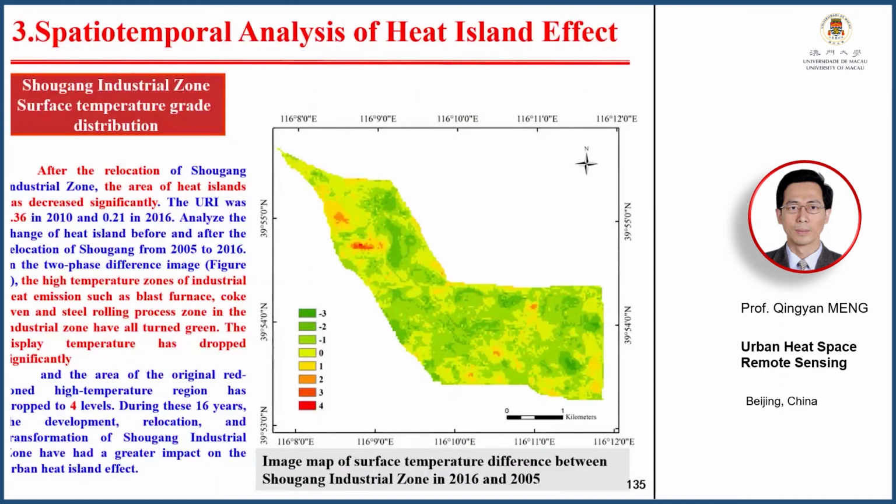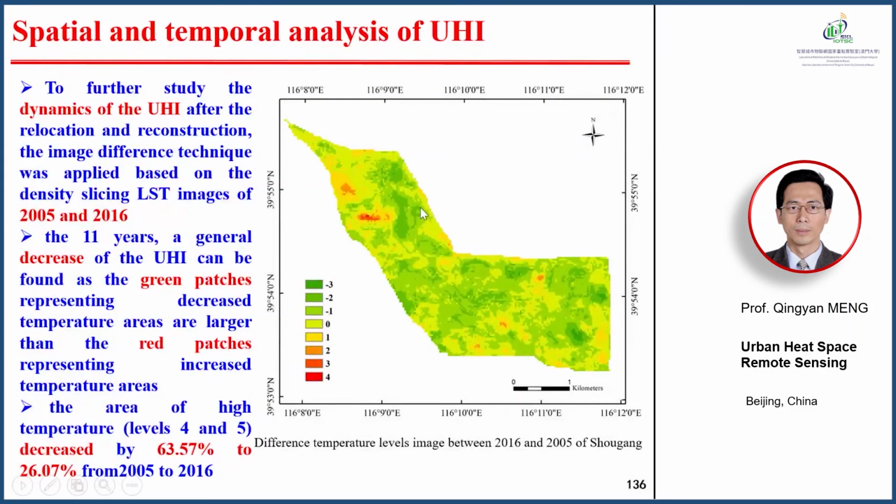During these 16 years, the development, relocation and transformation of the Shougang zone has had a great impact on the urban heat island effect. Over the 11 years, a general decrease of the urban heat island can be found, as the green patches representing the decrease of temperature area are larger.